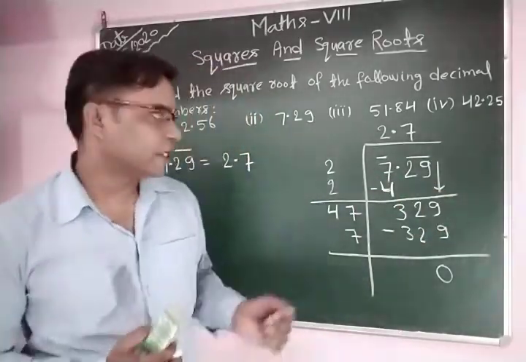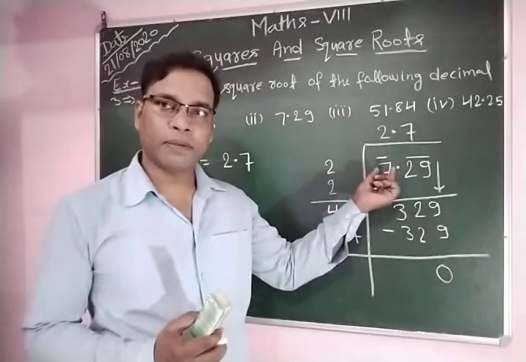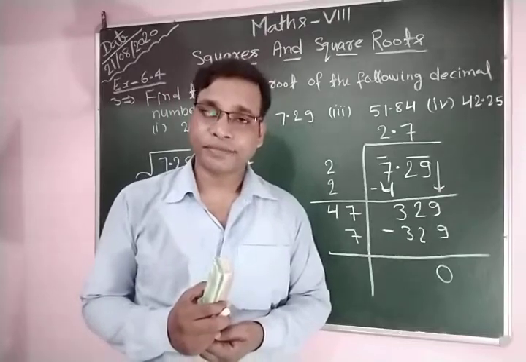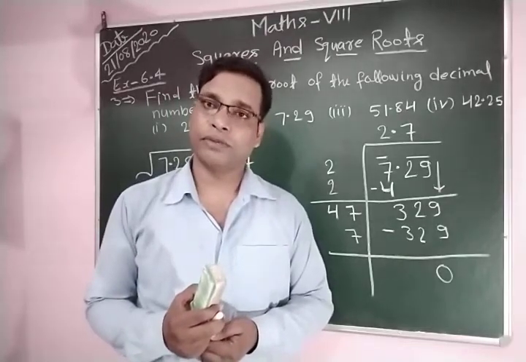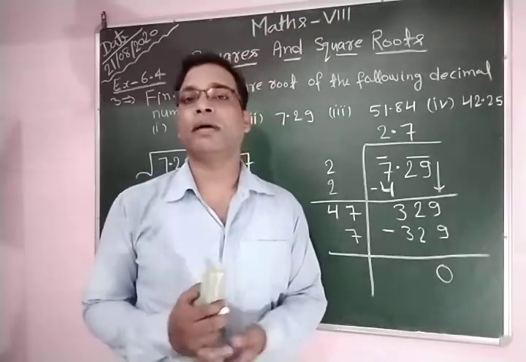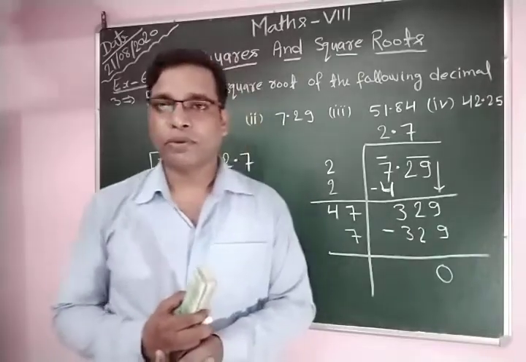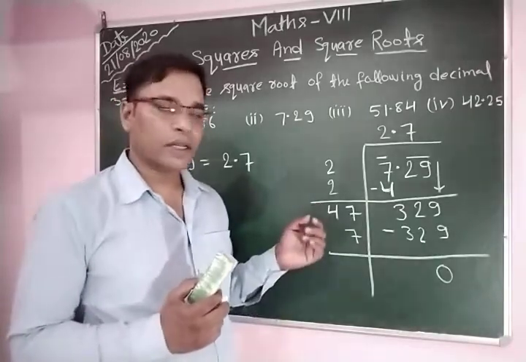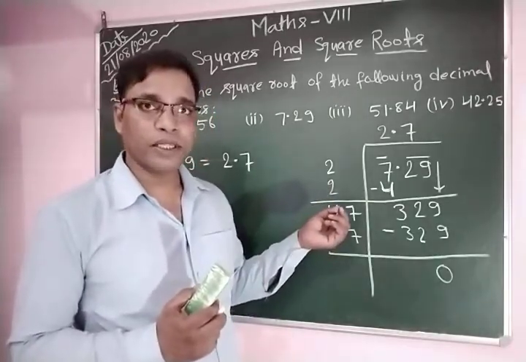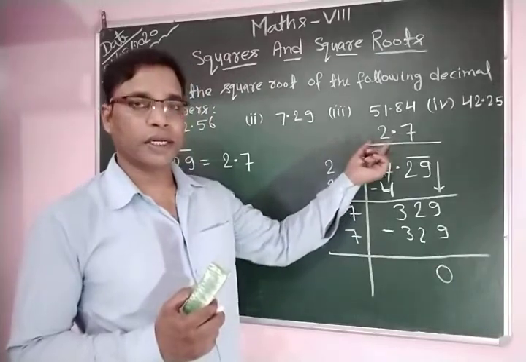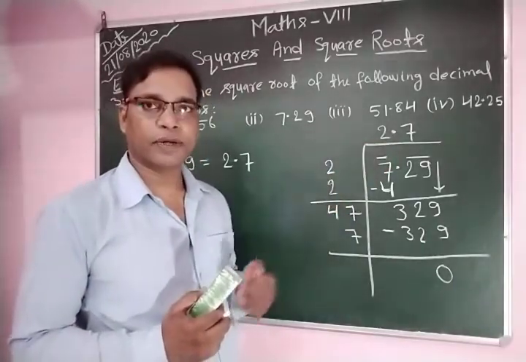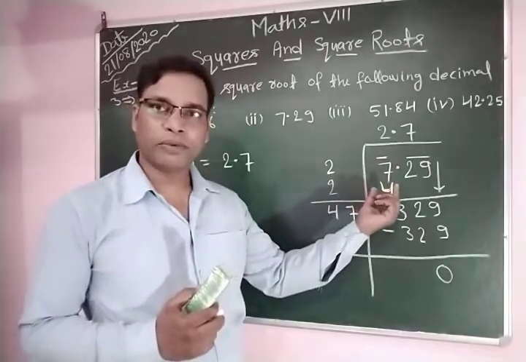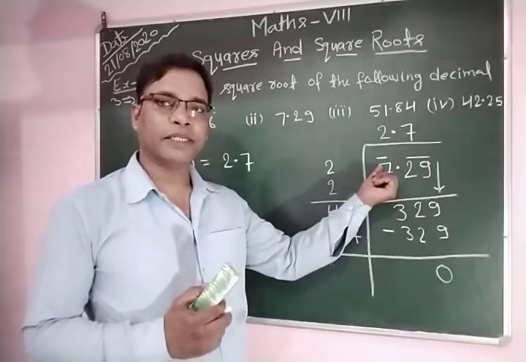So here you can see 7 is the extreme left. Okay, so we take 7 and we start from this 7, and we select a number whose square is less than or equal to 7. So you know very well, square of 2 is 4. So we take such a number 2, and we write 2 in the place of quotient and in the place of divisor. Okay, now we write the square of 2. We subtract the square of 2, which is 4, from this extreme left number.